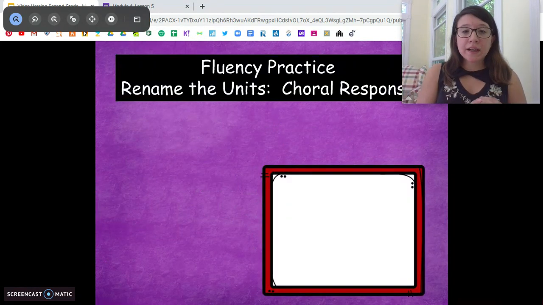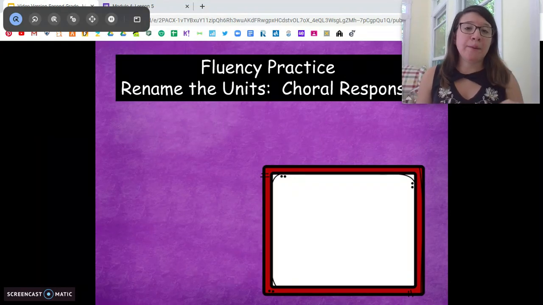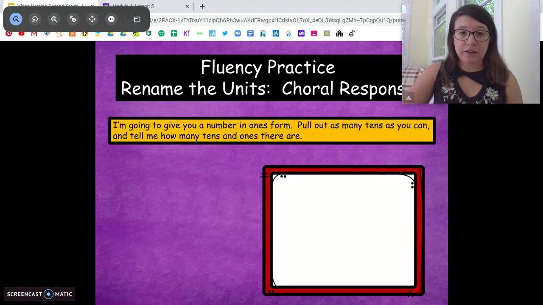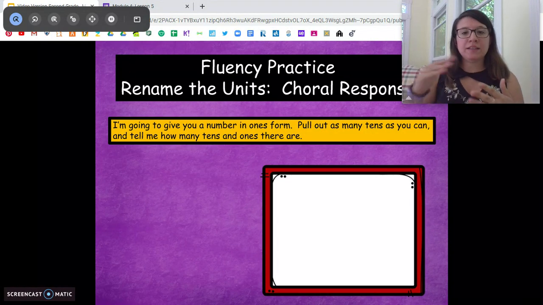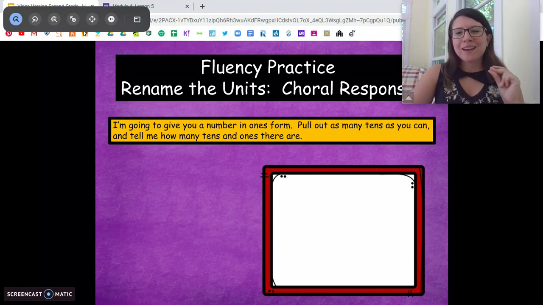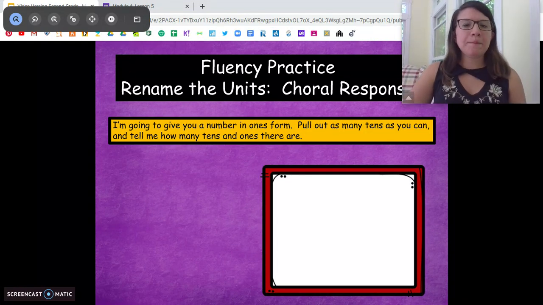All right, first thing we're going to do is I'm going to give you a number, and then I'm going to snap my fingers, and you're going to tell me how many 10s and how many 1s are in that number, okay? So you're going to take out as many 10s as you can, and then tell me how many leftover 1s there are. We're going to try and do this as fast as we can, okay?